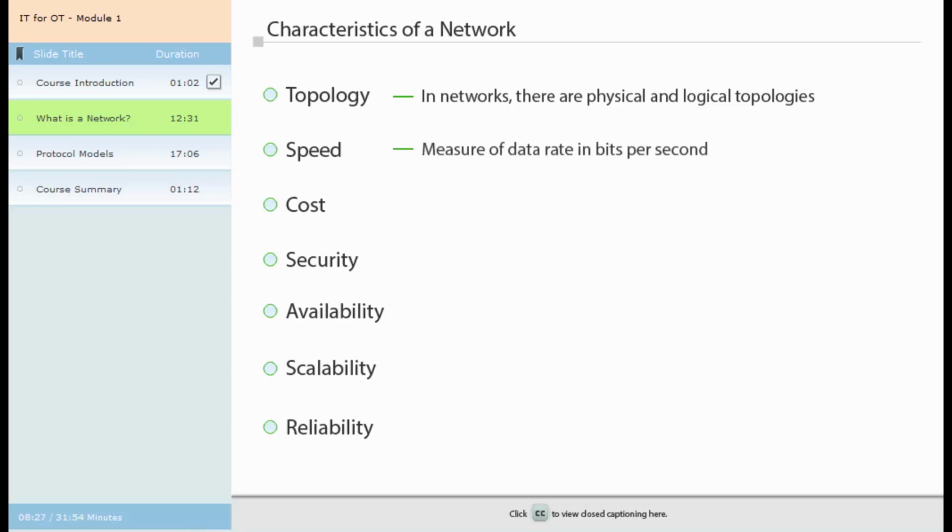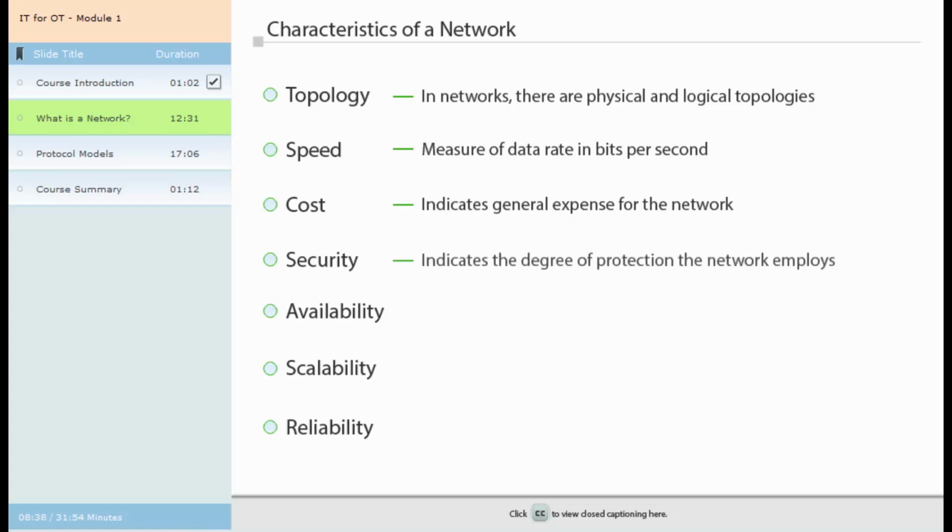Speed is a measure of the data rate in bits per second of a given link in the network. Cost indicates the general expense for the purchasing of network components and installation and maintenance of the network. Security indicates how protected the network is, including the information that is transmitted over the network. The subject of security is important, and techniques and practices are constantly evolving. You should consider security whenever you take actions that affect the network.